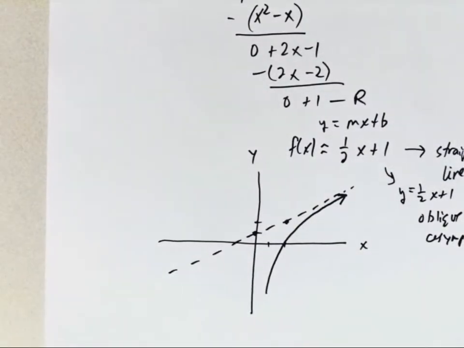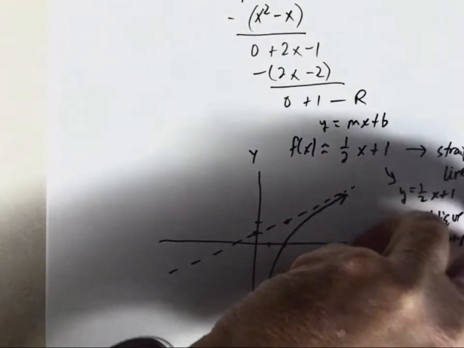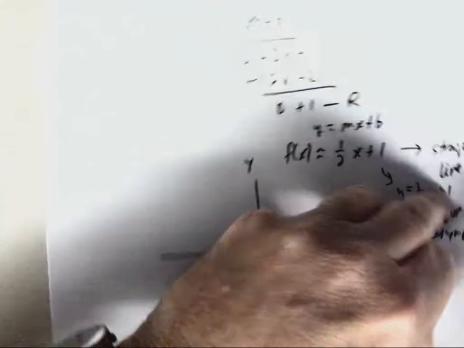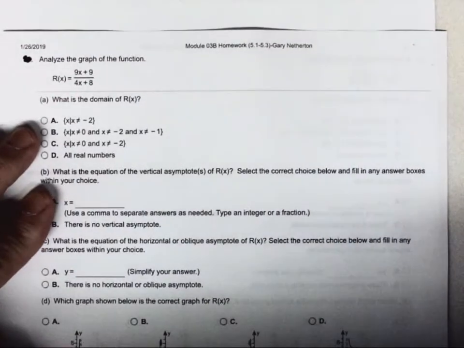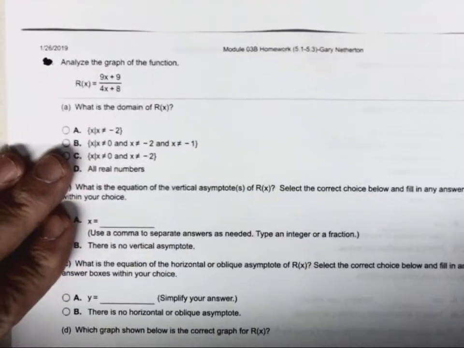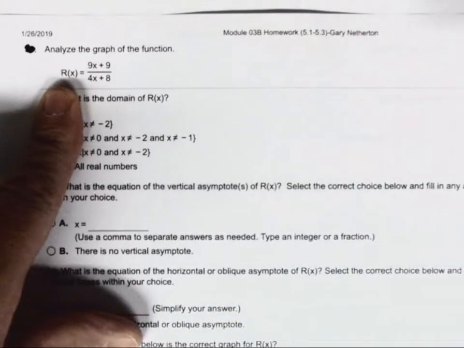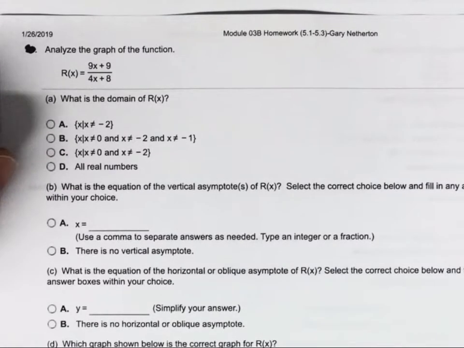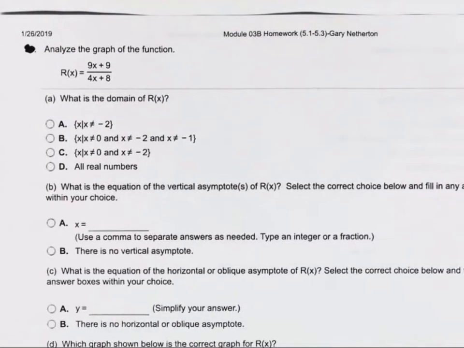So here's a problem. Looks just like something you'll see in the homework or the quiz. I may have to zoom this in so you can maybe see it. So here it is. They give you this function. They actually call it r of x. Maybe r stands for rational. 9x plus 9 over 4x plus 8. And then they ask you a whole series of questions. So let's just work through this and see if we can answer these questions based upon everything we've talked about.